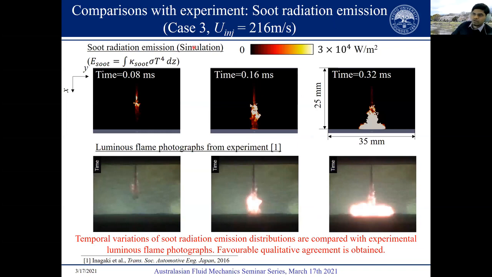Then we also compared our simulation results for case 3 with those of experiments. First, we are looking at the instantaneous distributions of the computed soot radiation emission, which is the line of sight integrated emissive power of soot in case 3. And these are compared with the luminous flame photographs from the experiment at different time instances. The brightness of this luminous flame in the experimental flame photographs can be considered to be proportional to the soot emissive power.